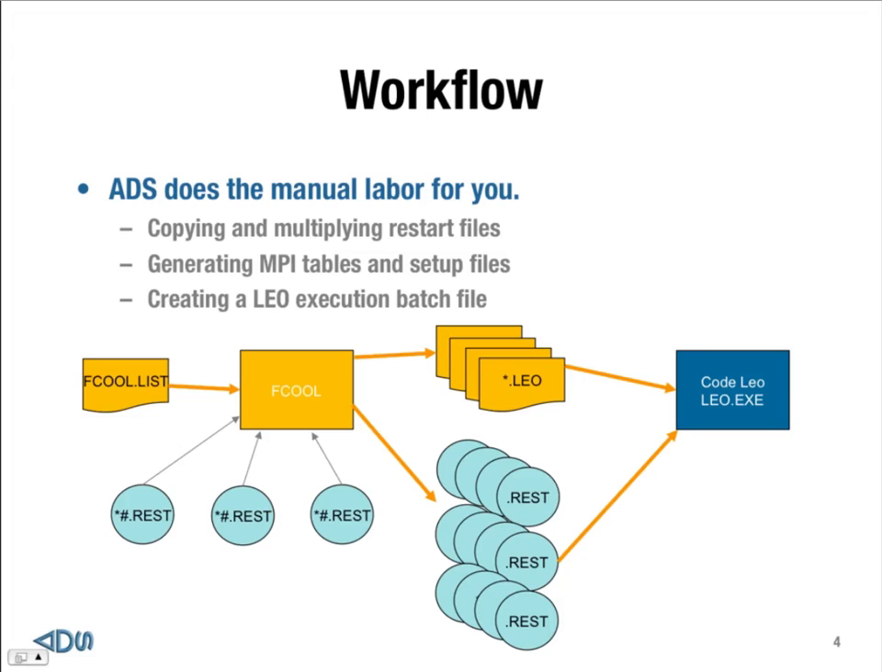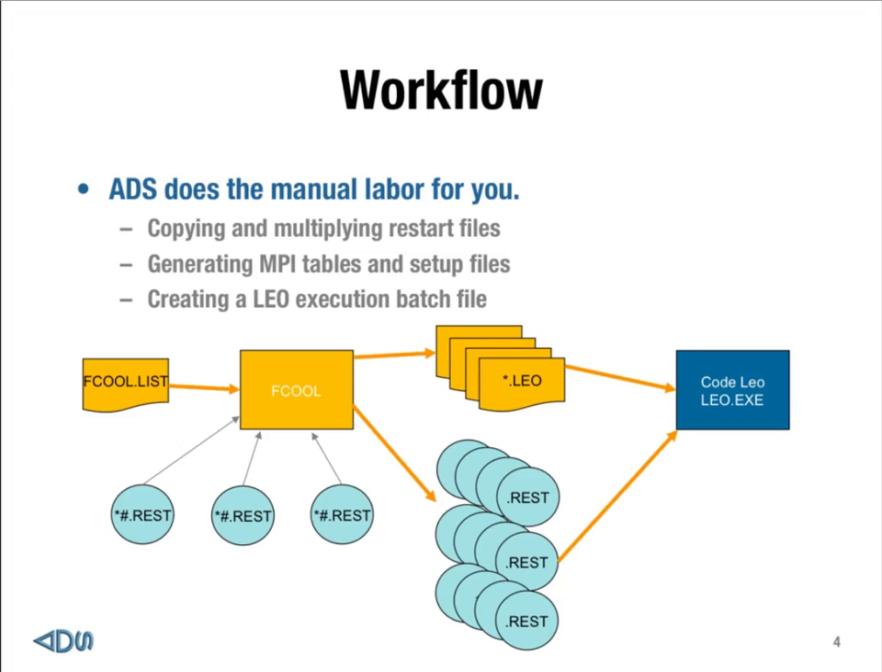So how does ADS help? Well, we do the manual labor for you by copying and multiplying the restart files, generating the complex MPI table and setup files, and finally creating a Leo execution batch file to execute code Leo. We start with ADS-fcool, taking in a setup file and converged steady-state restart files. It will then produce a Leo setup file and a restart file per passage per row. These will then get read into code Leo for execution.